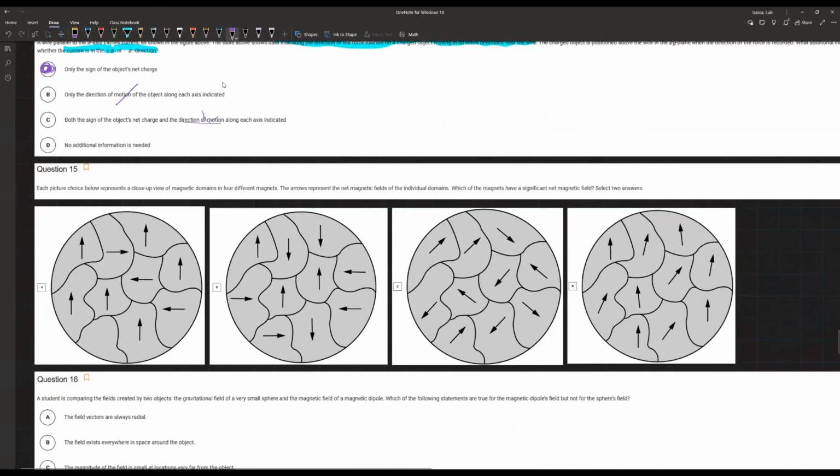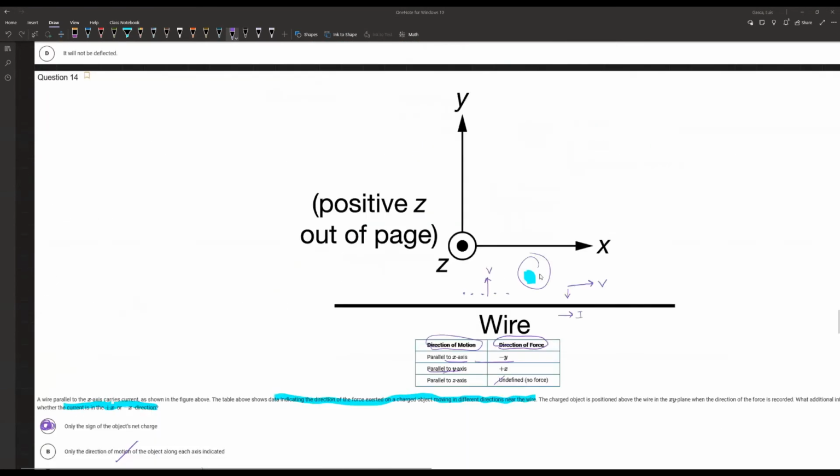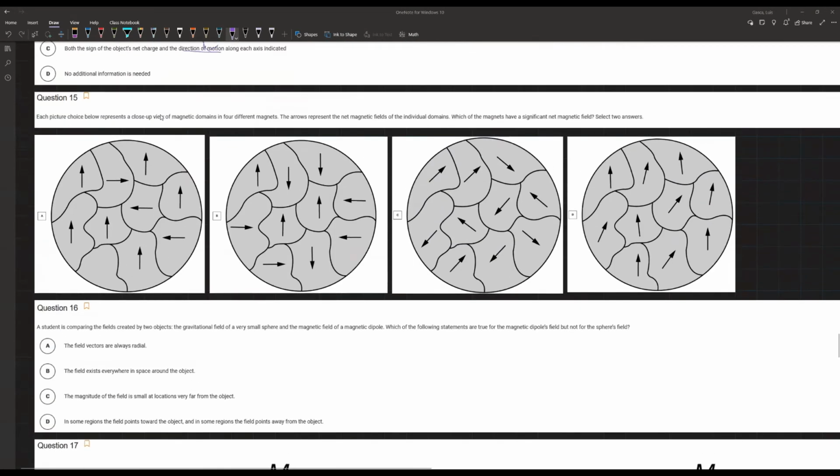Let's go to number 15. We probably didn't need to spend that much time on that question, sorry. But let's proceed. Each picture choice below represents a close-up view of magnetic domains in 4 different magnets. The arrows represent the net magnetic fields of the individual domains. Which of the magnets have a significant magnetic field? Select 2 answer choices.